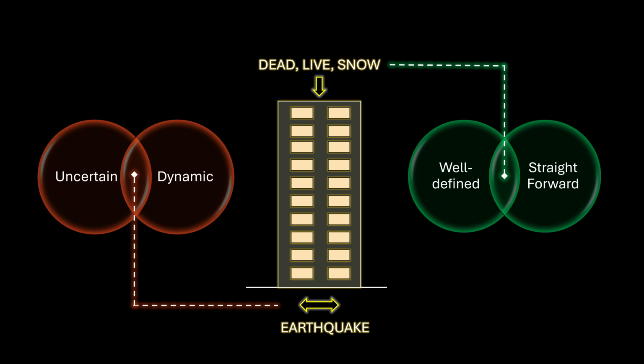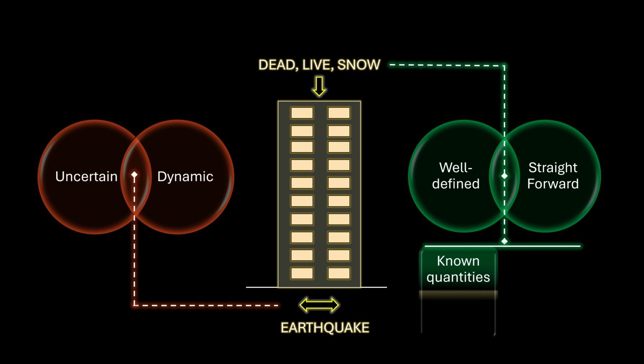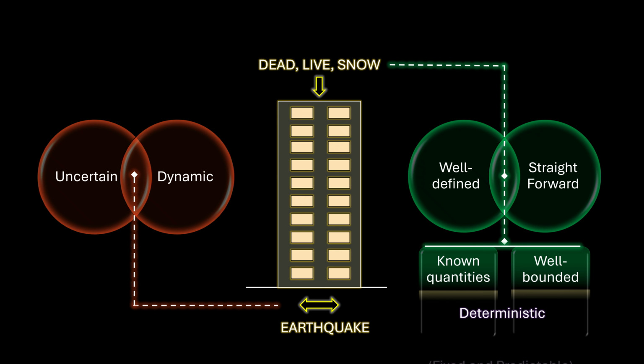When designing for dead and live loads, we're working with quantities that are either known, such as the weight of materials, or well-bounded by code, such as occupancy loads. These are deterministic forces. They are fixed, predictable, and applied with safety factors to ensure reliability. The design is straightforward. The role of the engineer is to size the structure to resist known loads with an adequate margin.